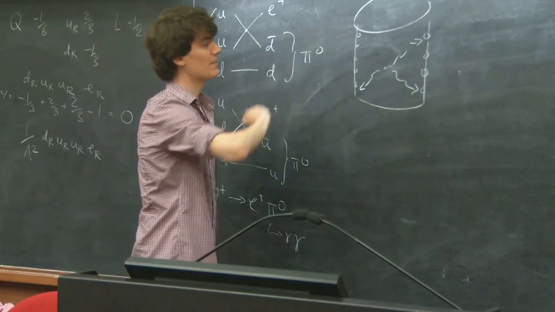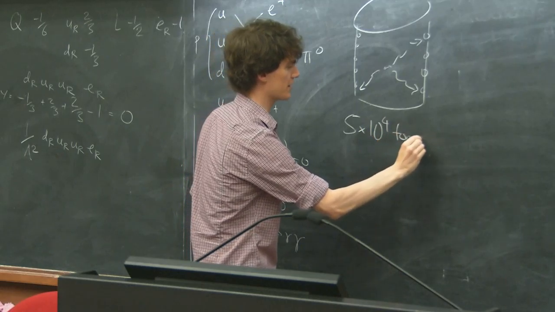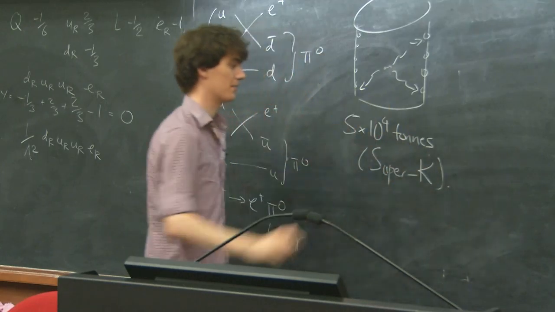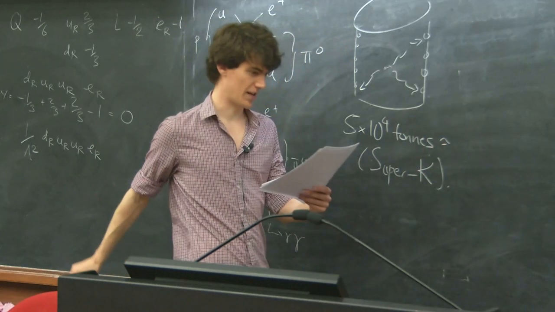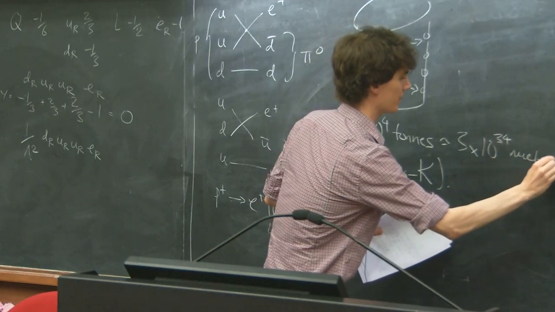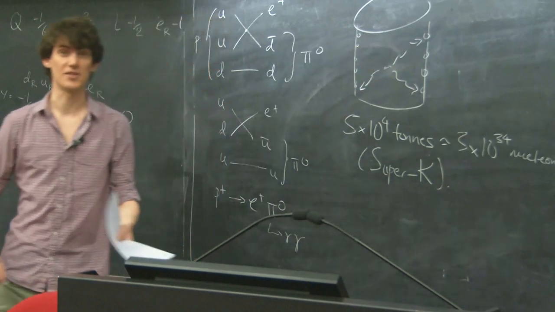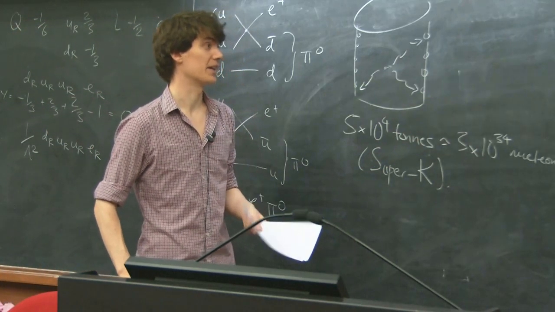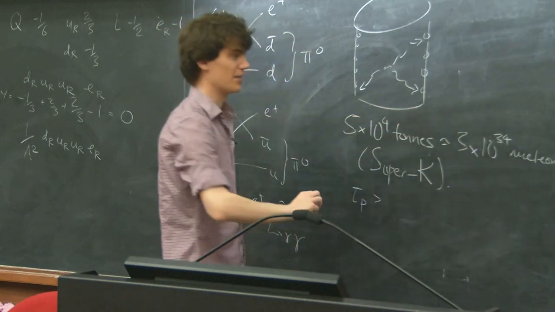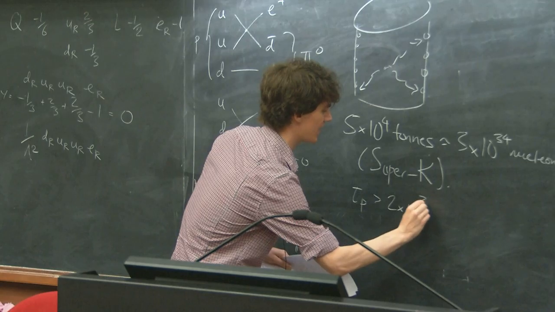Okay, so what kind of bounds can you get from this kind of thing? There are about 5 times 10 to the 4 tons of water in one of these neutrino detectors. For example, the best bounds come from the Super Kamiokande detector in Japan, and this is something silly big, around 3 times 10 to the 34 nucleons in this tank. So if we watch it for a period of order years, and if we're sensitive to any one of them decaying, we'll get a bound on the lifetime of this thing: the lifetime has to be greater than of order this many years. And the actual bound is pretty close to that.